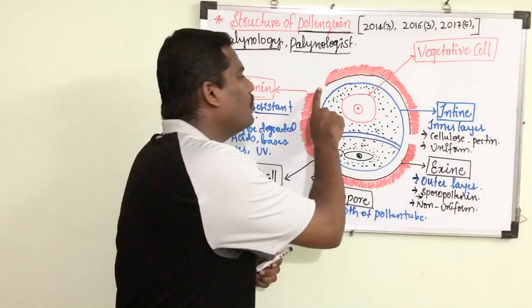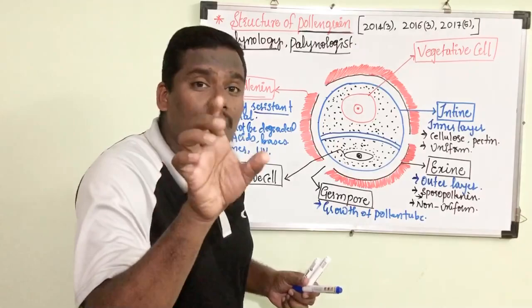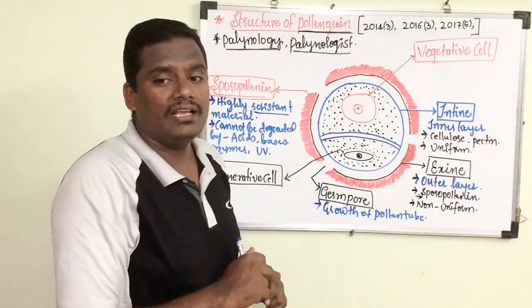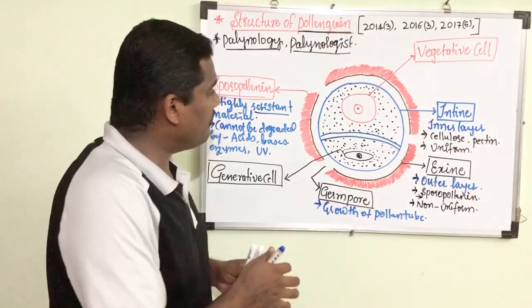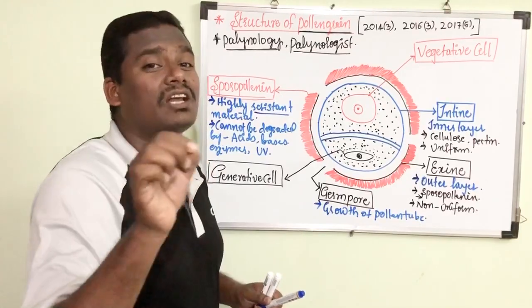If there is only one germ pore in the pollen grain, then it is called monocolpate. If two germ pores are there, then it is called bicolpate. If there are three germ pores in the pollen grain, then it is called tricolpate.